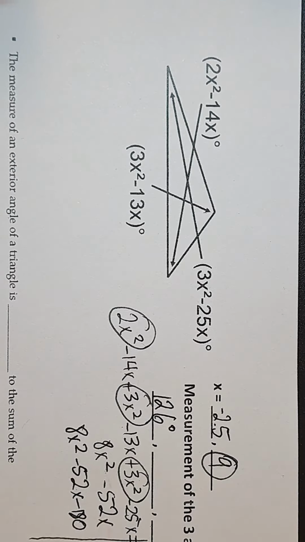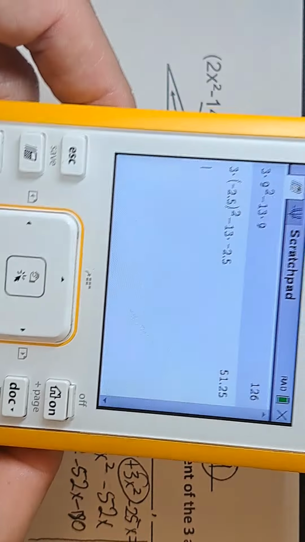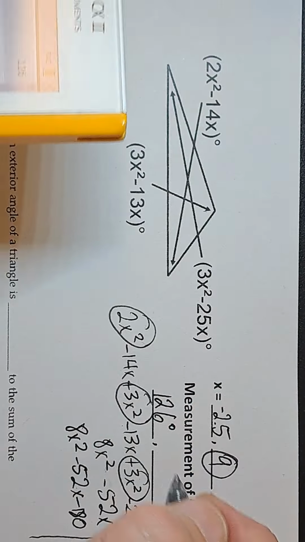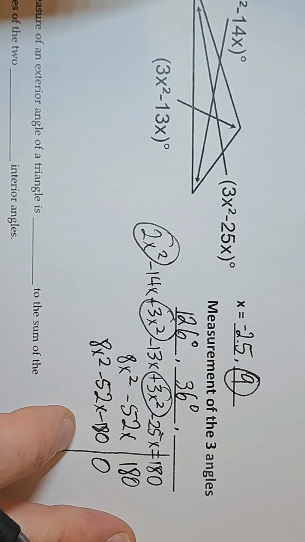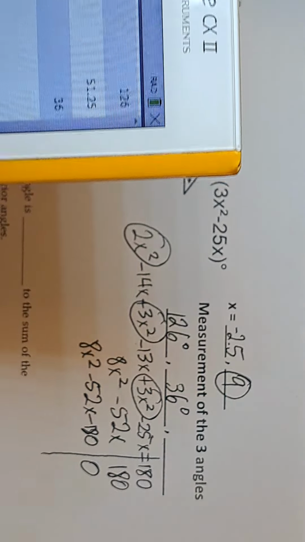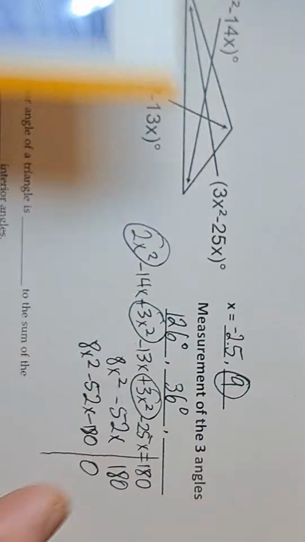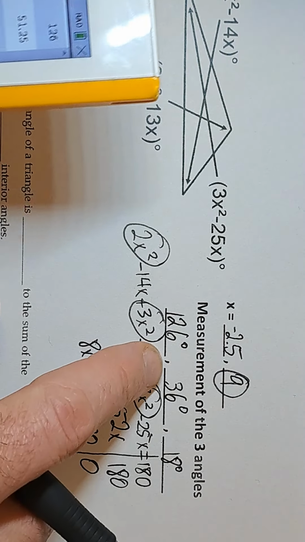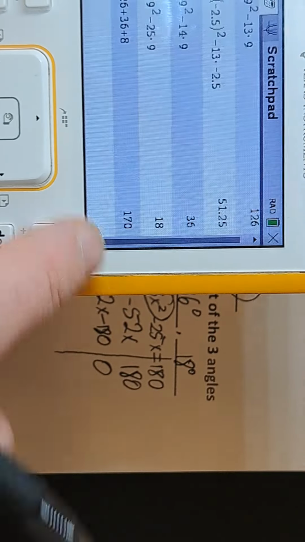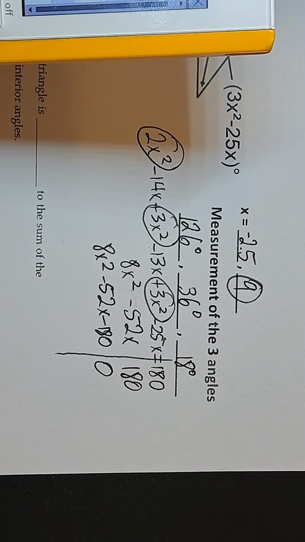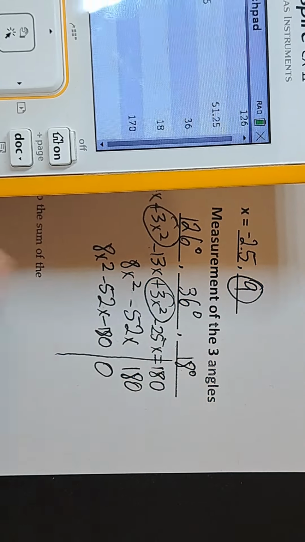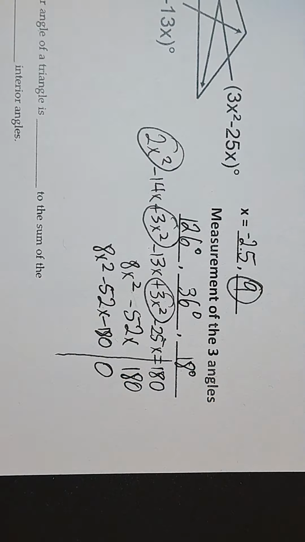I'm going to take that 9 and plug it in these other places. So 2 times 9 squared minus 14 times 9 is 36 degrees. And then plugging it in here, 3 times 9 squared minus 25 times 9 is 18 degrees. And I'm just going to check real quick. I'm going to add these up and see if they get me to 180. 126 plus 36 plus 8. Uh-oh, what did I do wrong? Oh, 18, sorry. That should be 18, not 8. And yep, that gets me to my 180.